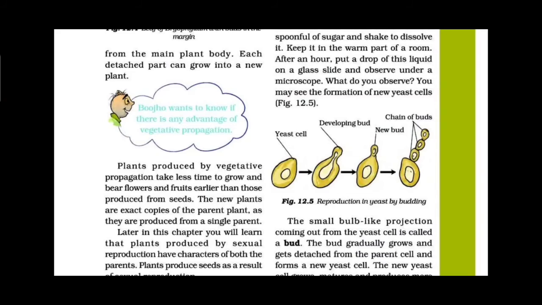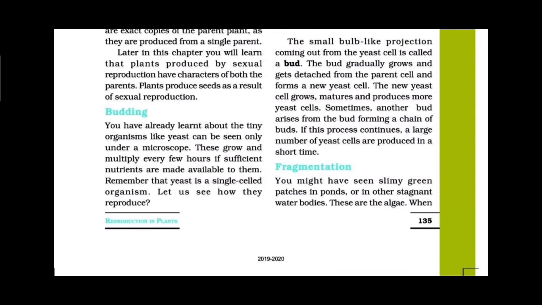Then the next topic is fragmentation. You might have seen slimy green patches in ponds or in other stagnant water bodies. Have you all seen that? There are green patches in the pond. What do we call those green patches? Algae. Water and nutrients are available for algae to grow and multiply rapidly by fragmentation. An alga breaks up into two or more fragments. These fragments or pieces grow into new individuals.